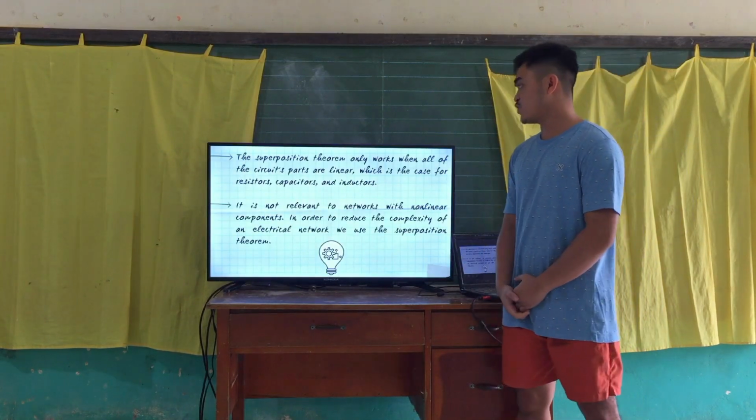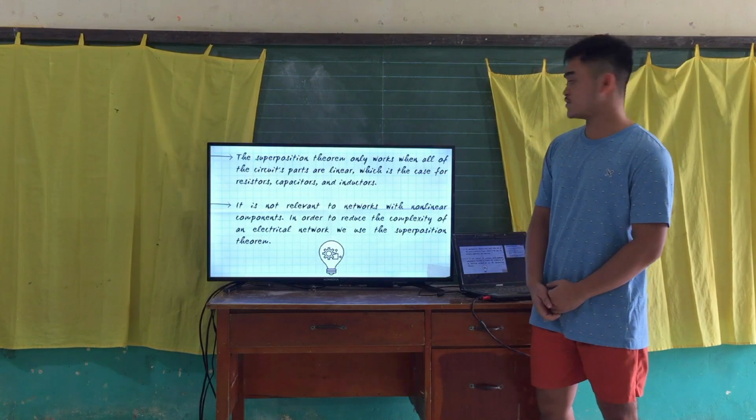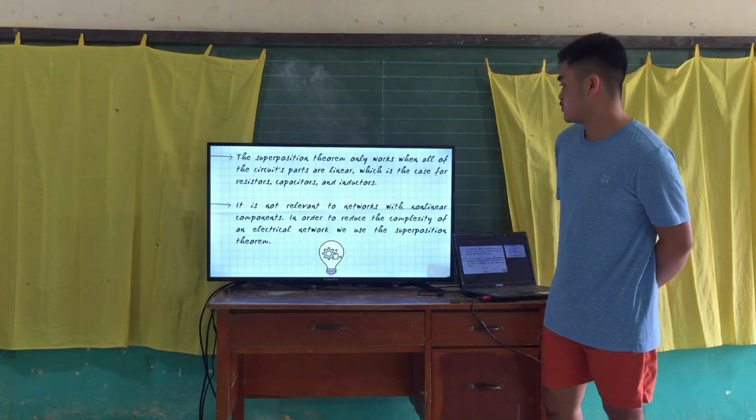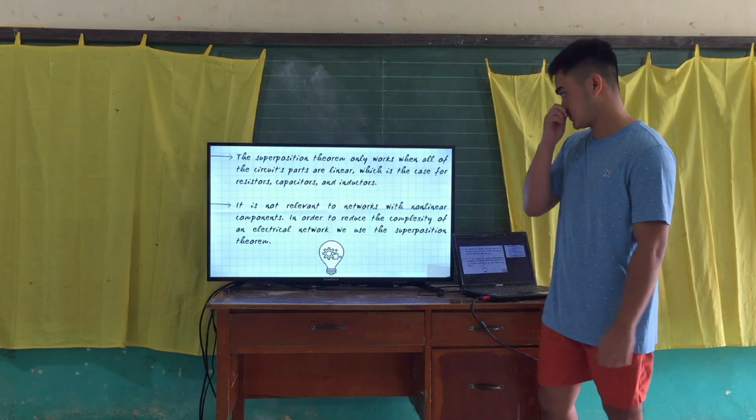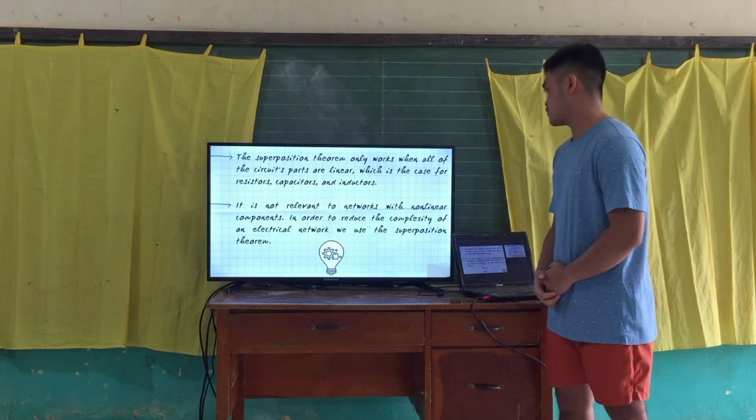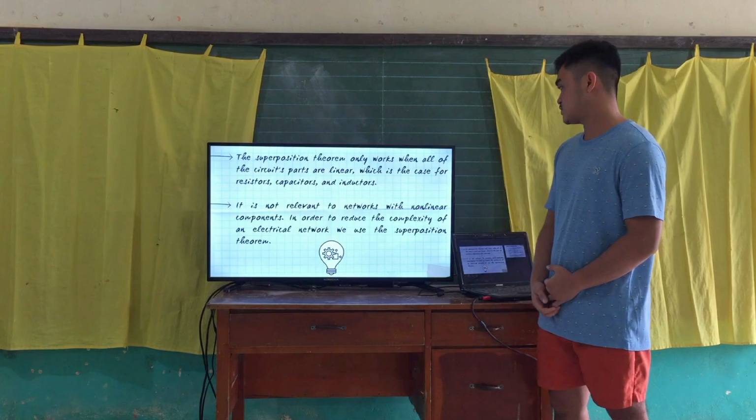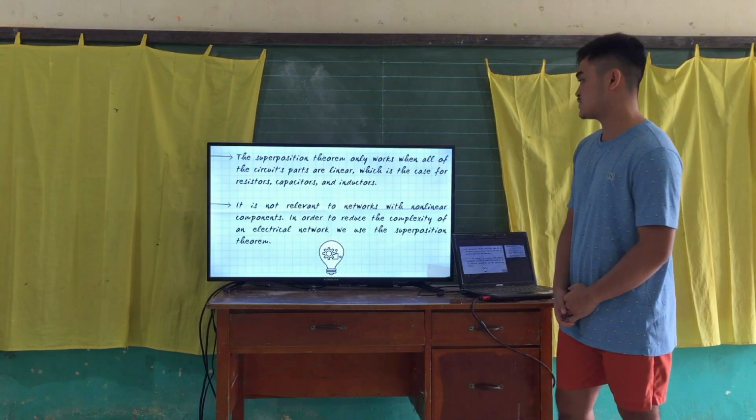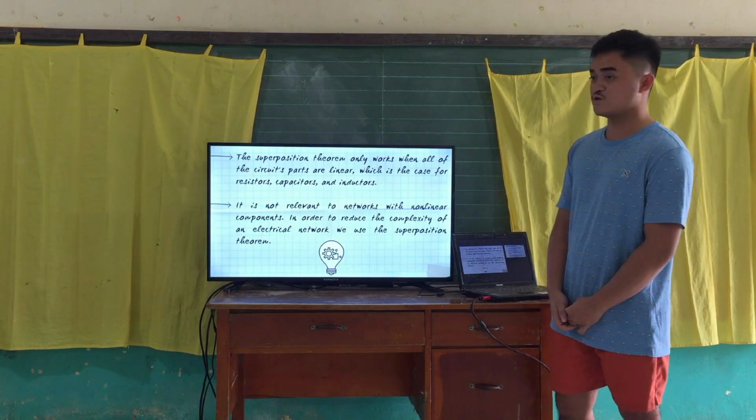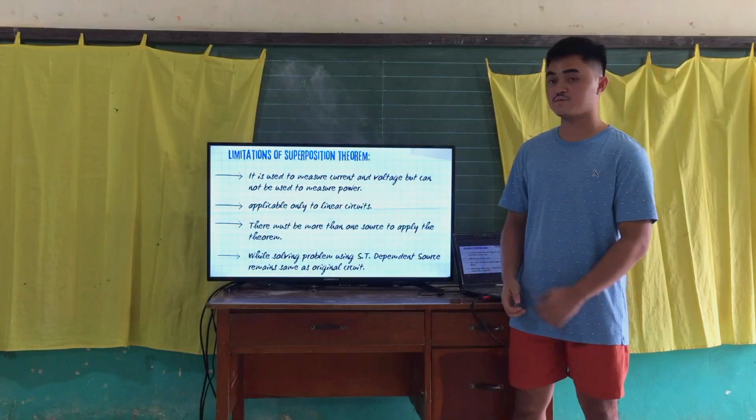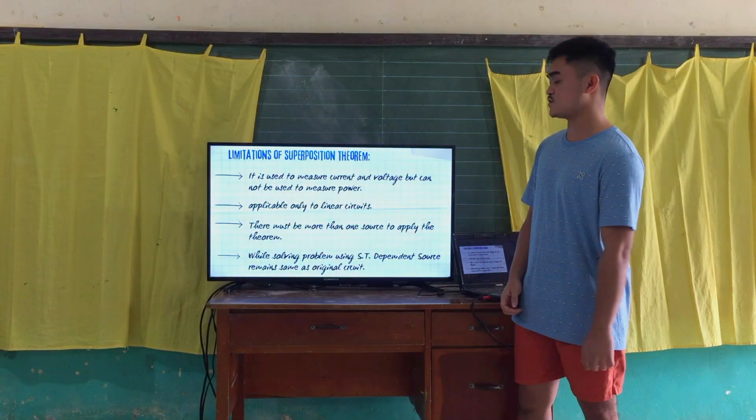The superposition theorem only works when all the circuit's parts are linear, which is the case of resistors, capacitors, and inductors. It is not relevant to networks with nonlinear components. In order to reduce the complexity of an electrical network, we use the superposition theorem. So let's proceed to the limitations of superposition theorem.